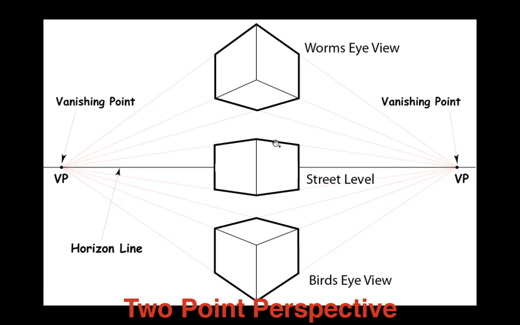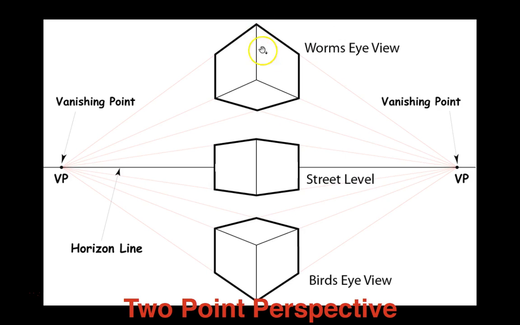2 point perspective is a similar process, but it has 2 vanishing points on one horizon line. So this is kind of like corners of streets, and you have worm's eye view and bird's eye view. So worm's eye, if you're a worm, you look up and you see the bottom of something. If you look down, you see the top of something, you're a bird. And street level is where we see neither the top or bottom.